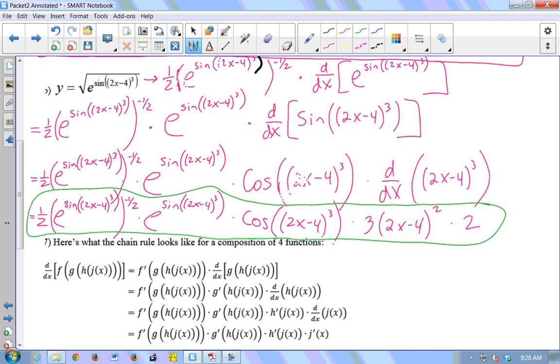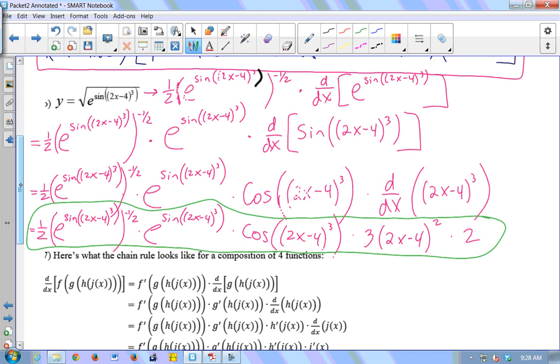Crazy. So how many chain rules did we do here? 4. Yeah, each time I wrote down a d dx. That was 1, 2, 3, and then I had one last one here, but I didn't write d dx, I just put the derivative. So 4 chain rules at once. So this is a composition of 4 functions. So I had to apply the chain rule 4 times.